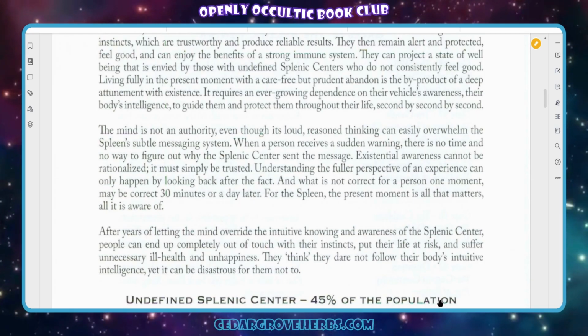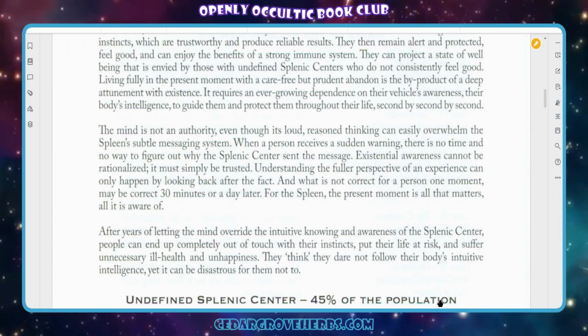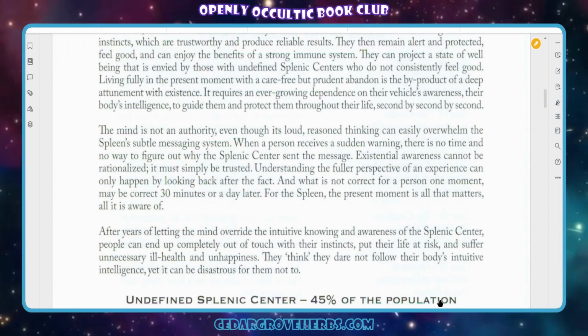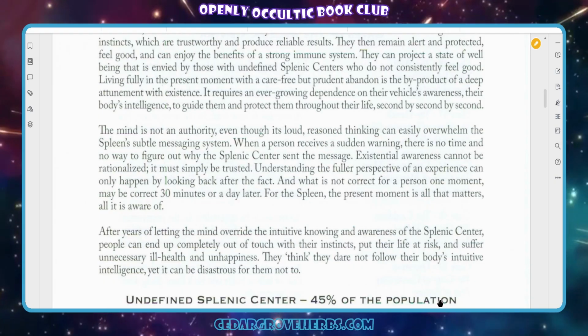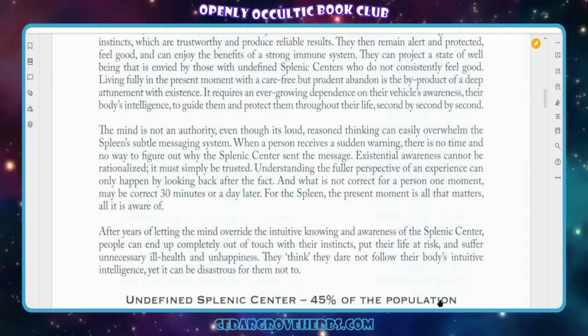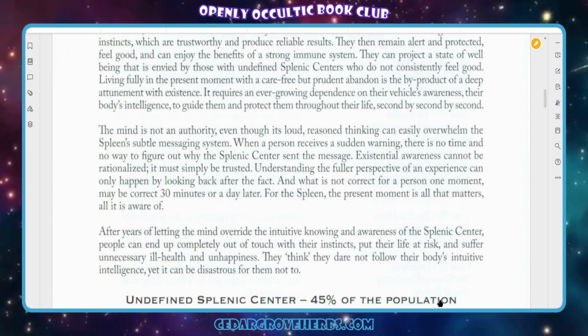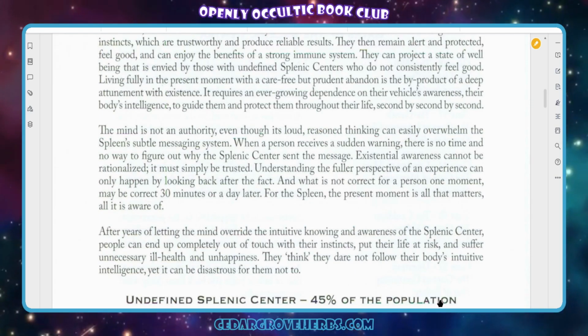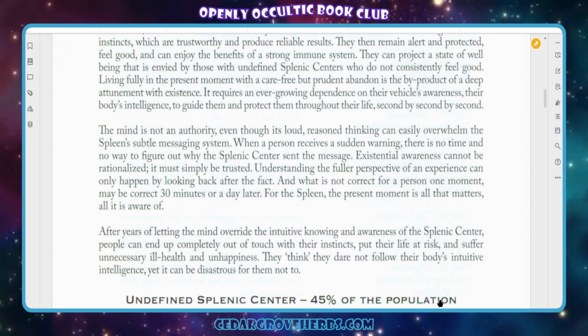Understanding the fuller perspective of an experience can only happen by looking back after the fact. And what is not correct for a person one moment may be correct 30 minutes or a day later. For the spleen, the present moment is all that matters, all it is aware of.